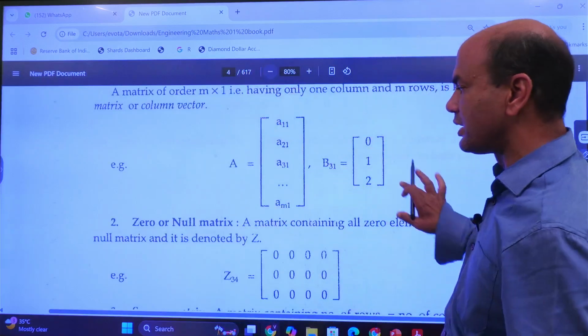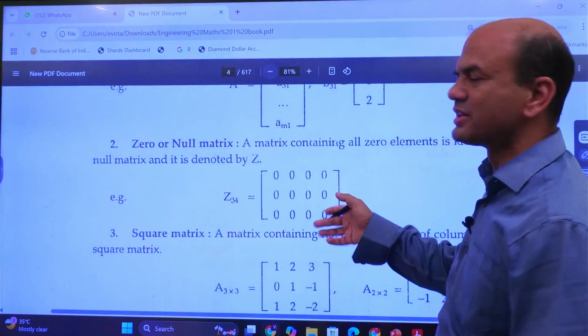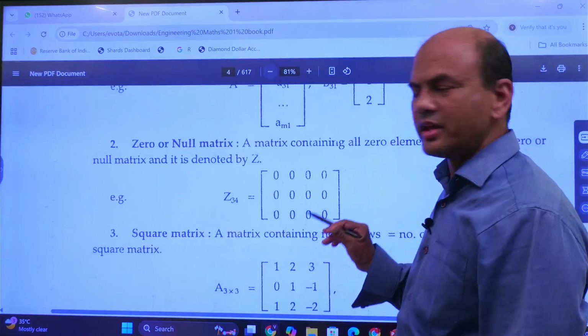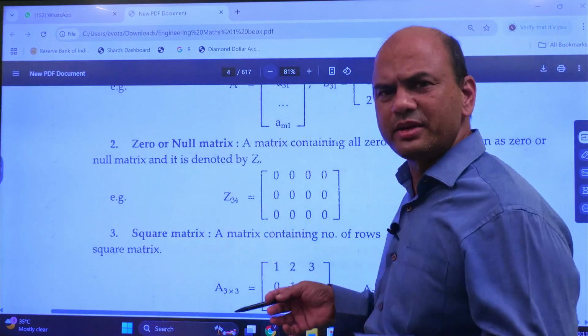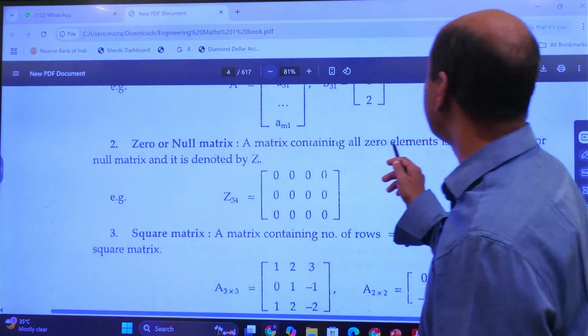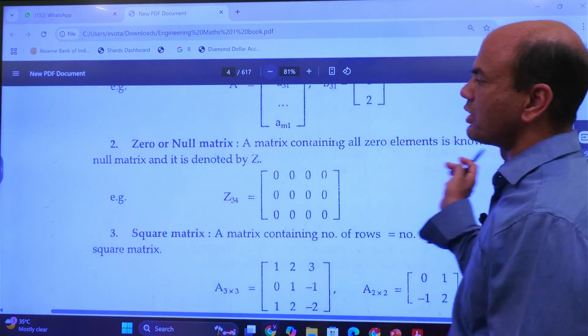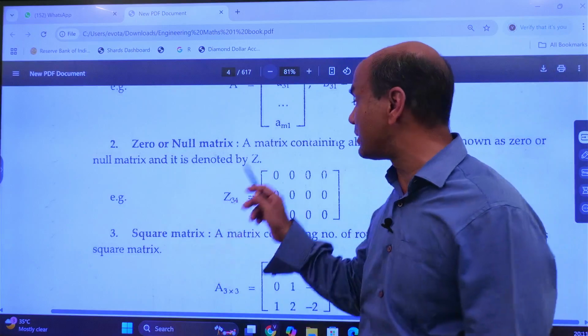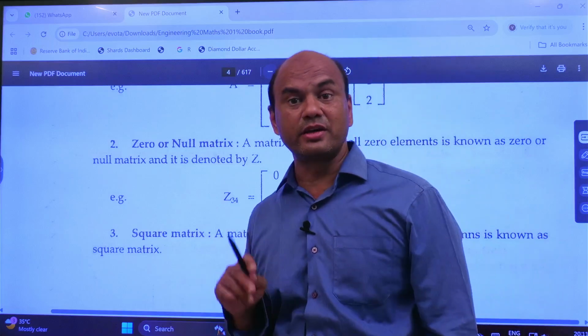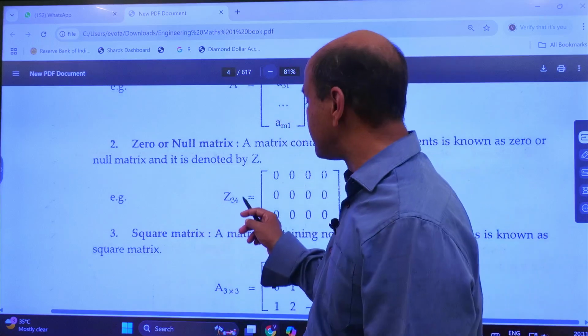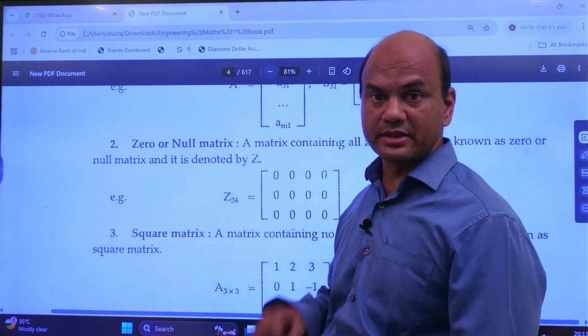Next, row column clear, null matrix. What is a null matrix? Everything is 0. All the elements are 0. A matrix containing all 0 elements is known as a 0 or null matrix, and it is denoted by Z. Kindly note this. Whenever you see the alphabet Z, you are talking of a null matrix.